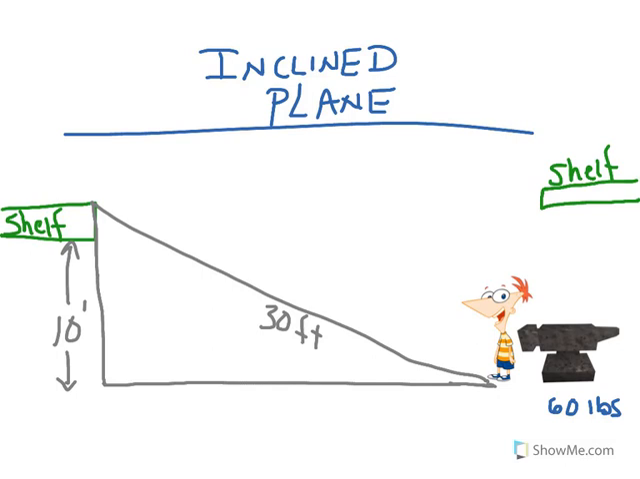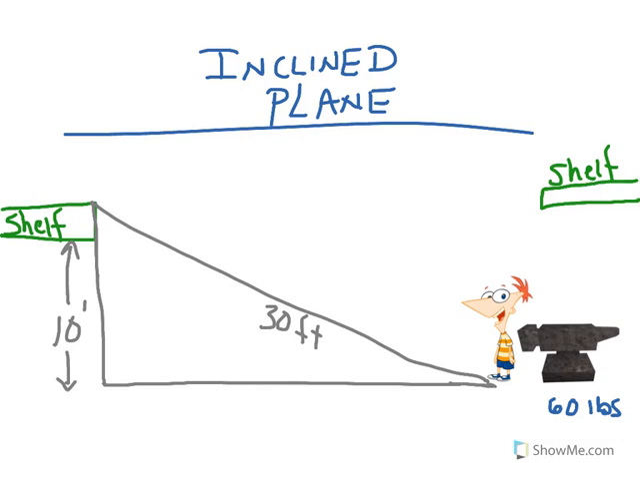Let's say that Phineas needs to get this anvil here on a shelf. He can get it on the shelf that's up here on the right, or he can get it on the shelf that's on the left. Each shelf is 10 foot high. This anvil weighs 60 pounds.